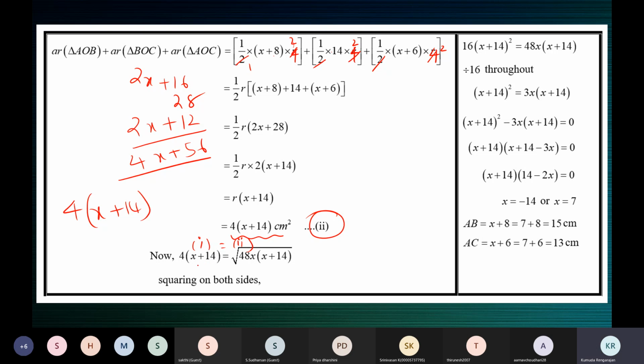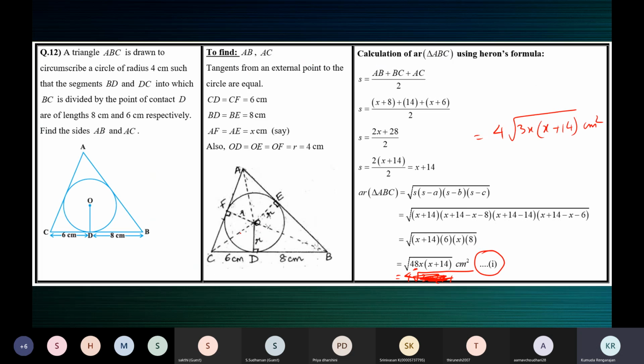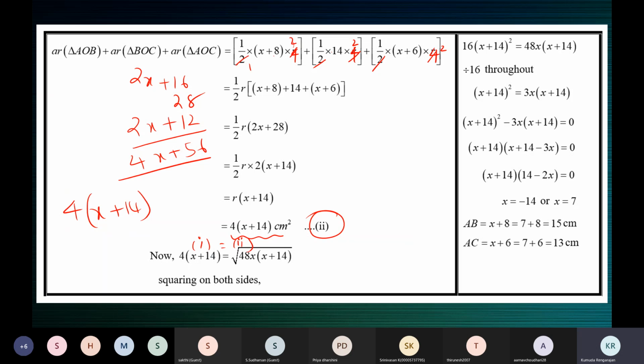So on equating, is this correct, children? Do we understand 1 is equal to 2? What is result 1? Area of the whole triangle ABC. And what is result 2? Sum of the areas of the three small triangles. Yes, correct. So you can equate because the areas will be the same.